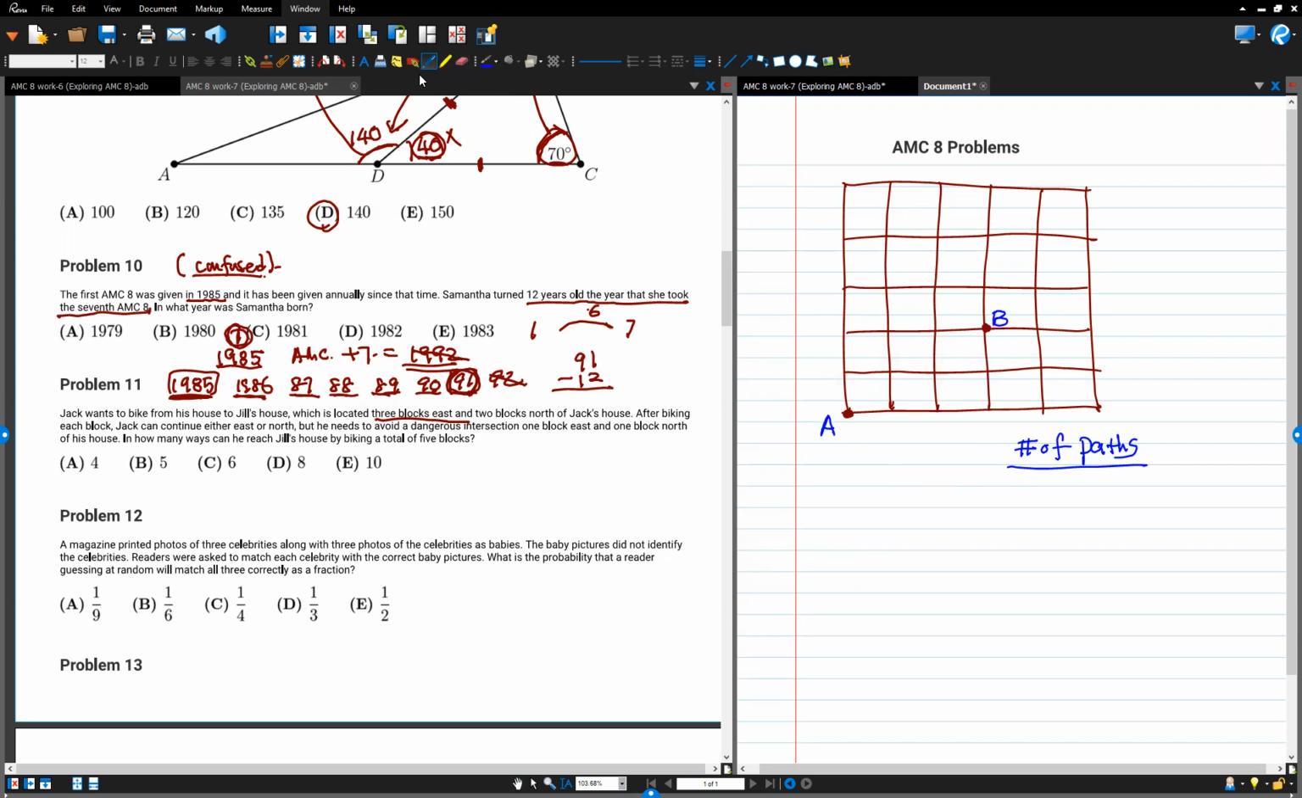Maybe you can count it from here. 1, 2, 3, 4, 5. Oh, that's okay. This one, or 1, 2, 3, 4, 5 is okay. Or 1, 2, 3, 4, 5 is okay. 1, 2, 3, 1, 2, 3, 4, 5, or 1, 2, 3, 4, 5.